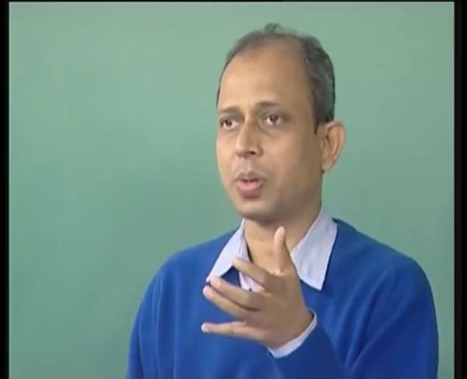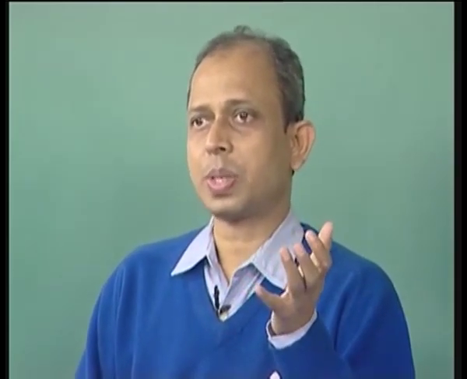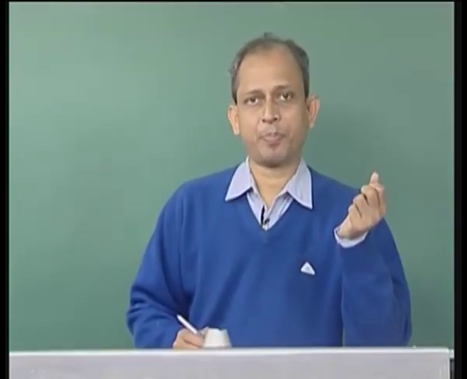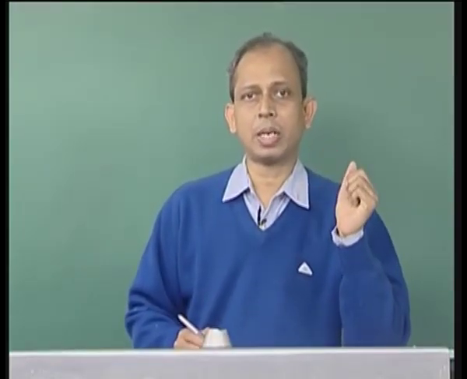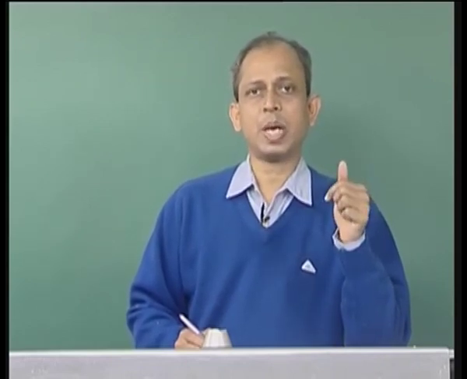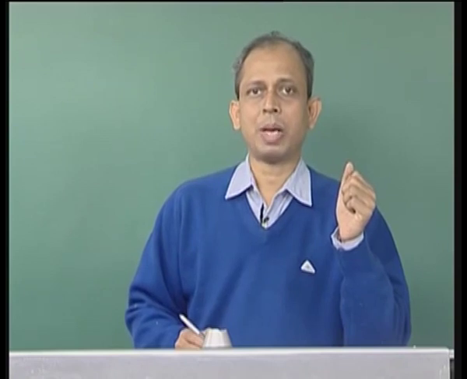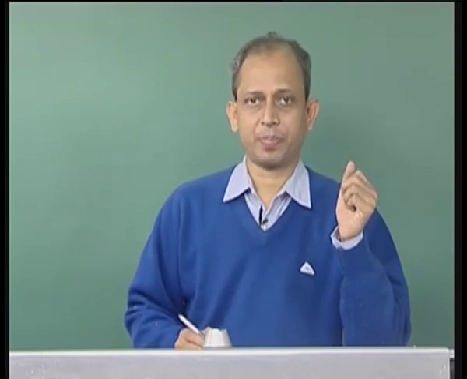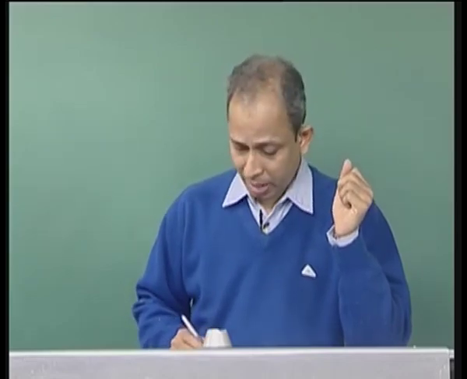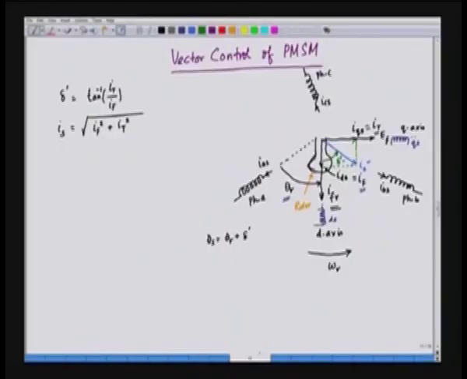How can we reduce the flux? Because the rotor flux is constant. The rotor flux is in fact given by a permanent magnet. So, we cannot change the field current like in a wound field synchronous machine. But in this case the flux is reduced by injecting a negative IDS. How is a negative IDS injected? We can show that in this phasor diagram.